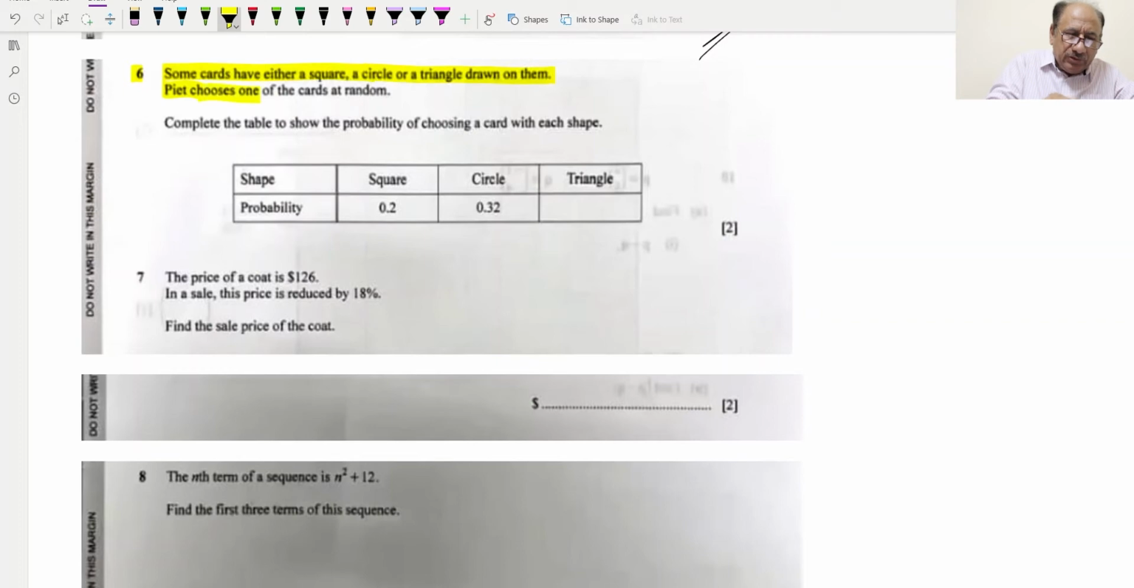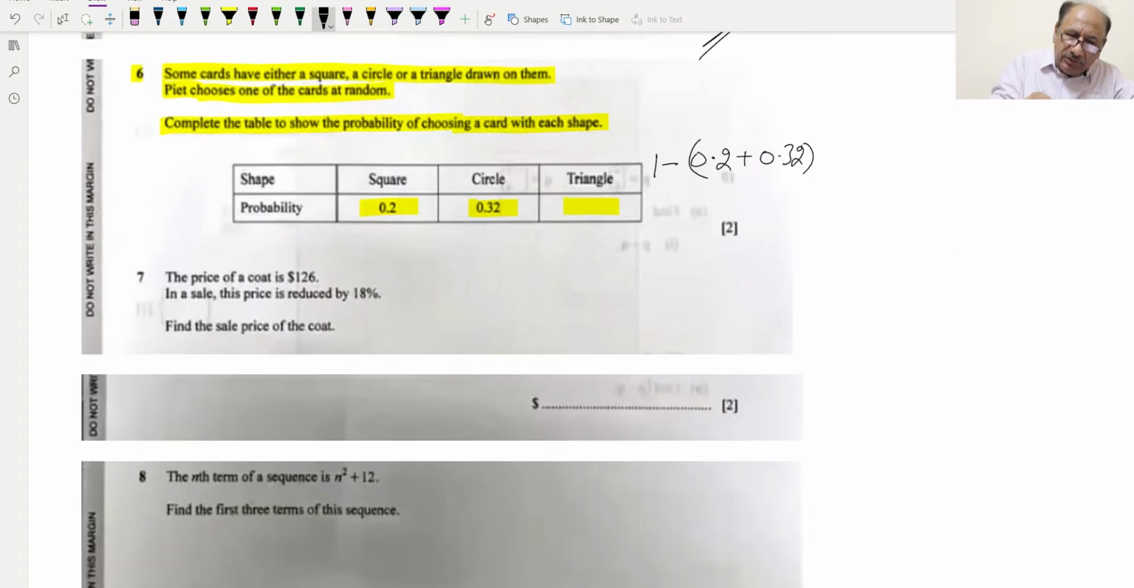Pi chooses one of the cards at random. Complete the table to show the probability of choosing a card with each shape. We know that the sum of probabilities is always 1, so we can check for the remaining probability. That will be 1 minus 0.2 and plus 0.32.